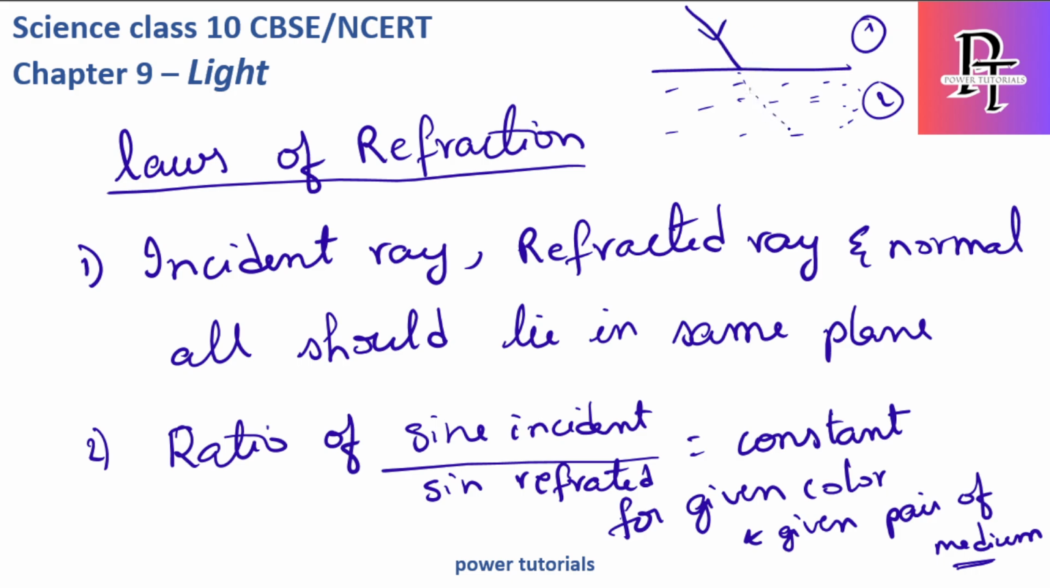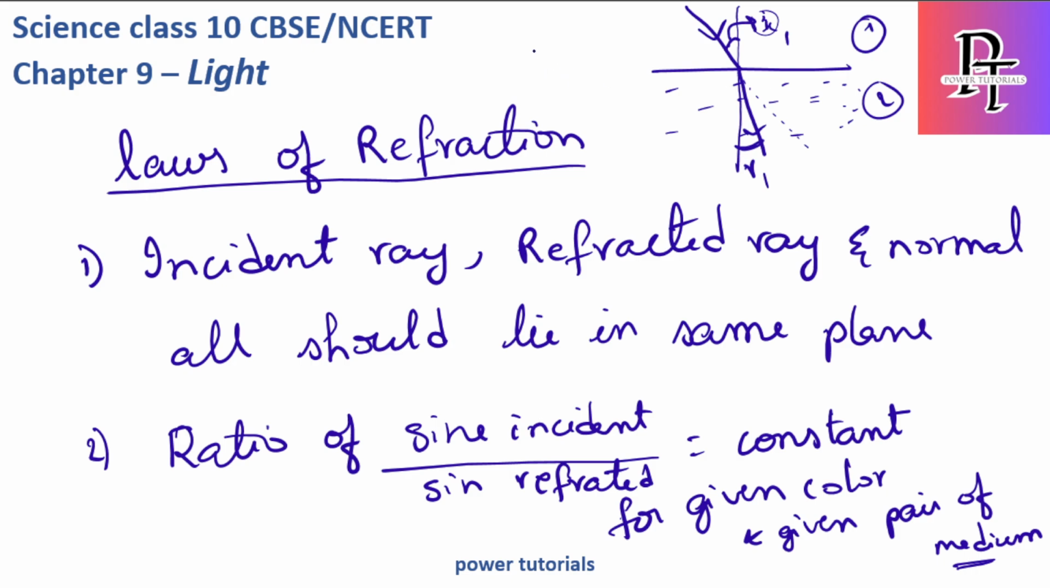So the incident ray should be something like this, and the refracted ray I am assuming is bent in this way. Okay, so if I draw the normal, then this is the incident angle, which is I, and this will be the refracted angle, which is R. So sine of I by sine of R will be constant. Now I have drawn it like this. Suppose this is I1 and this is R1.